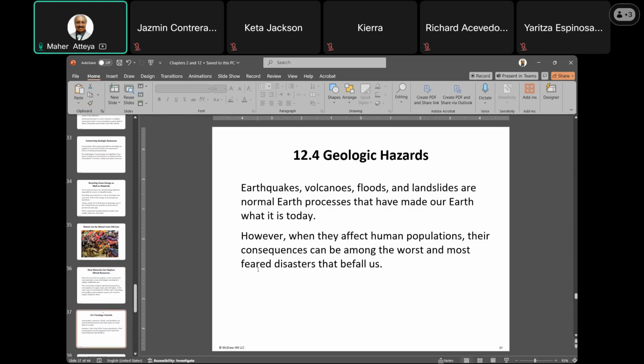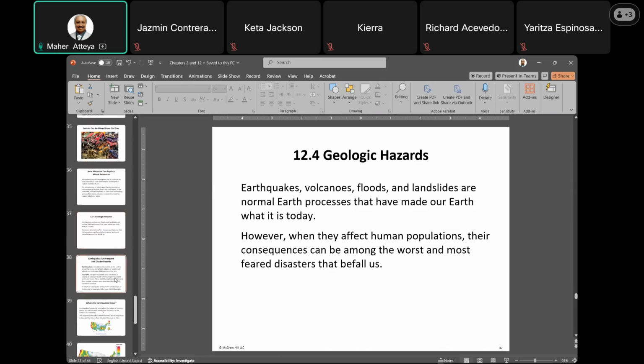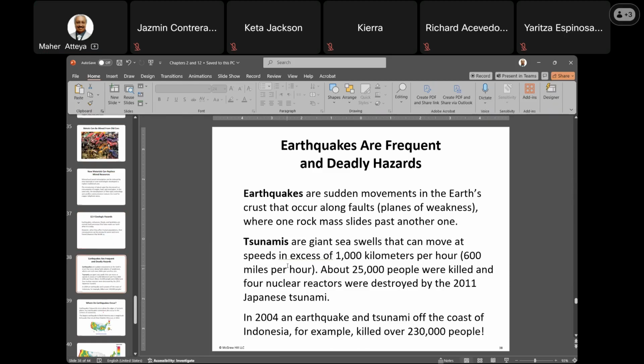Geological hazards such as earthquakes, volcanoes, floods, and landslides are major contributors to environmental damage and hazards. As you can see all over the world, there are examples here. Let's look at tsunamis and earthquakes.